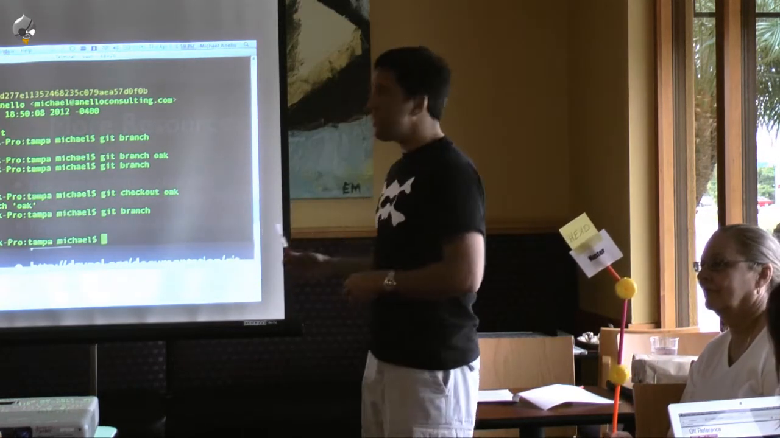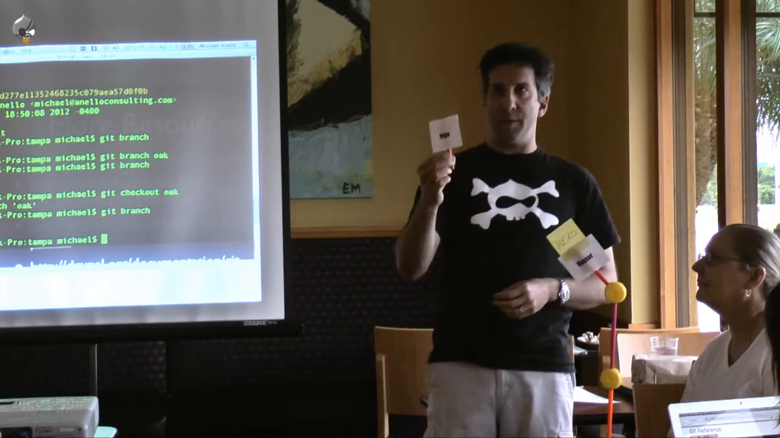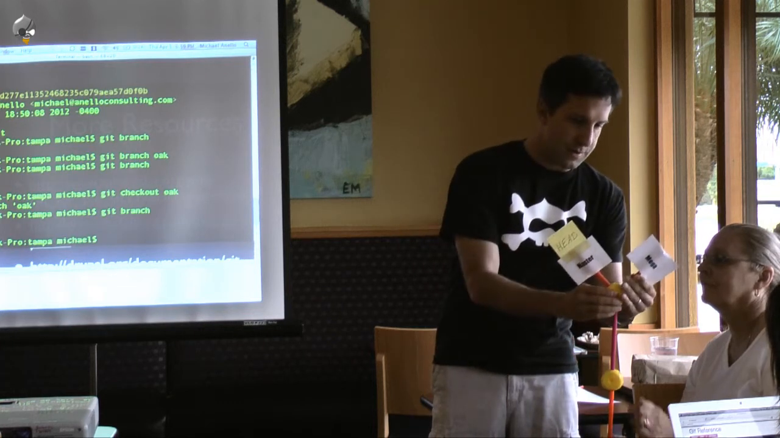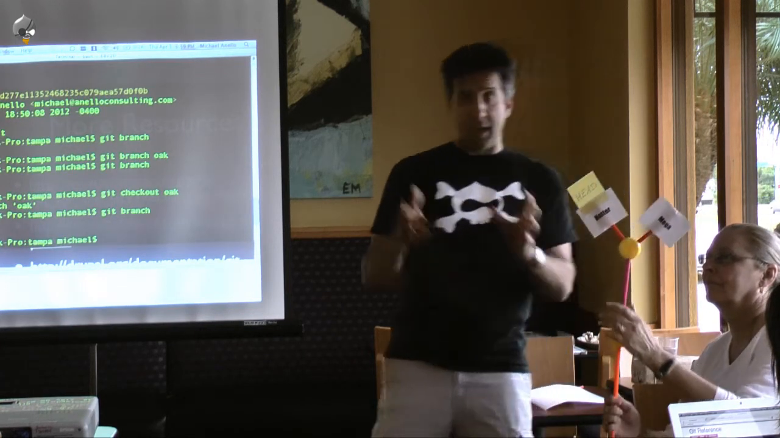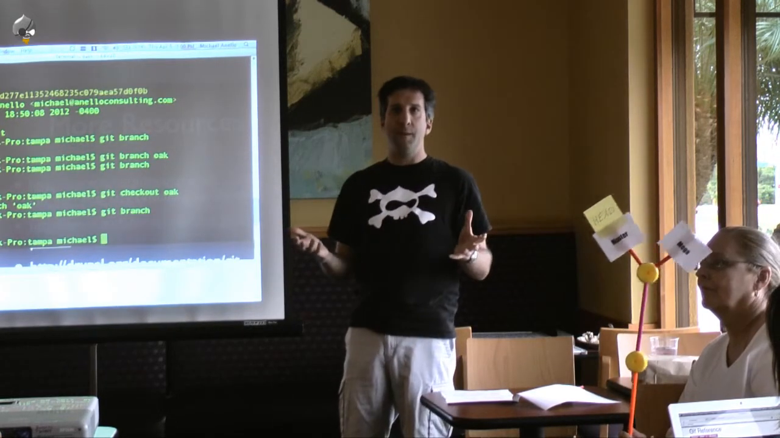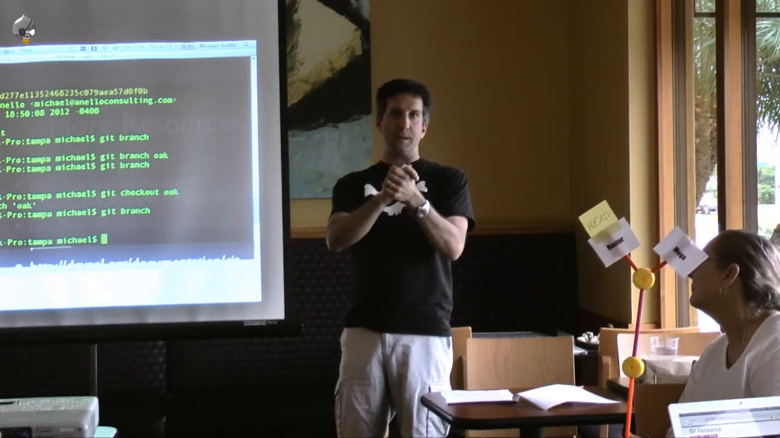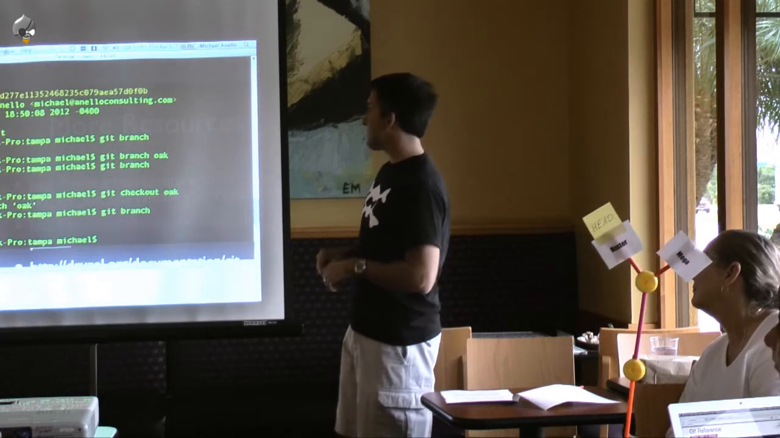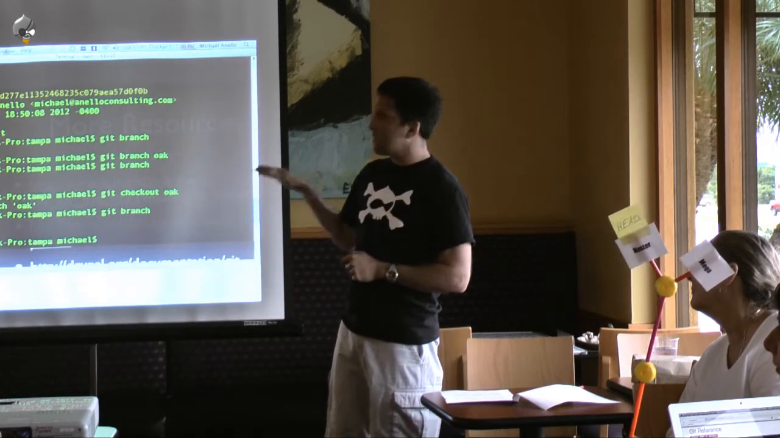So when we created that branch, all that did was create a new label and stick it on this commit as well. Because as of this moment, master and oak are exactly the same. There are two labels pointing at the same commit object. All right, so let's go ahead and make a change to oak.